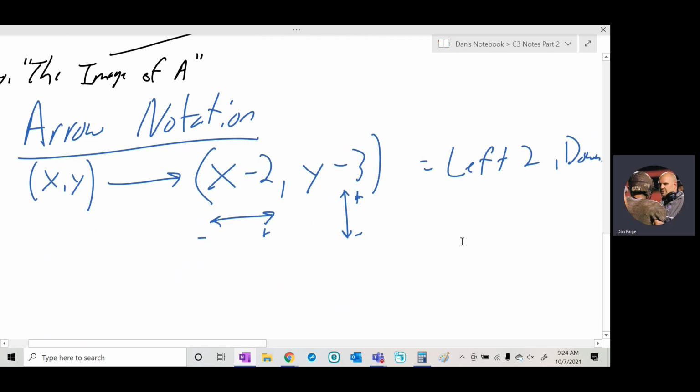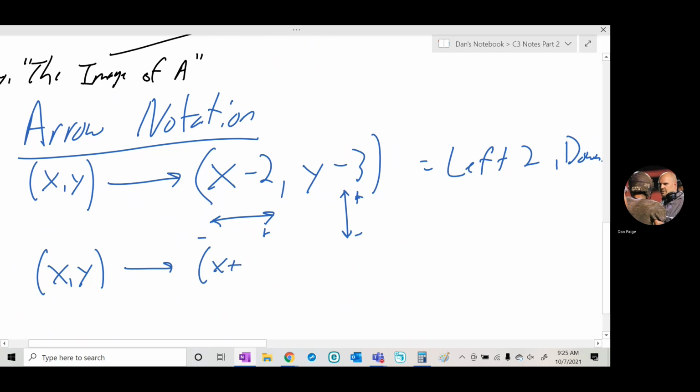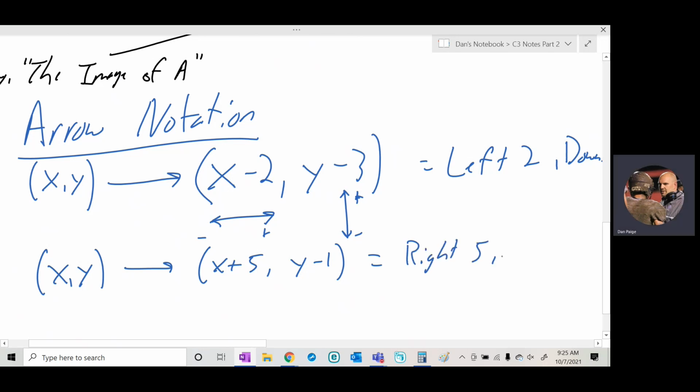So now I'm going to give you an arrow notation and see if you guys can figure out what it would be in English. X plus 5, y minus 1. What would that be? X plus 5, y minus 1. Just say it. Right 5 and? No, not left. Down 1. You guys get it? Let's try another one.